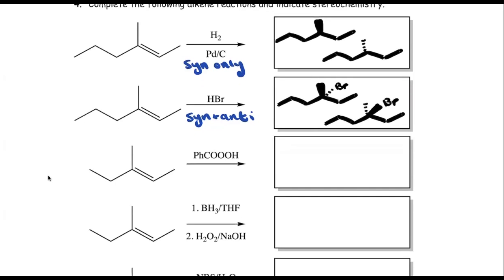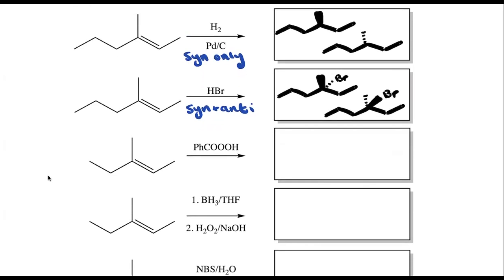All right. Next one. So PhCO3H. What does that do again? The epoxide. Yep, it forms an epoxide, and that is syn only. An anti-epoxide would be very unstable. But yeah, you would have an epoxide either looking like this or an epoxide that looks like this.